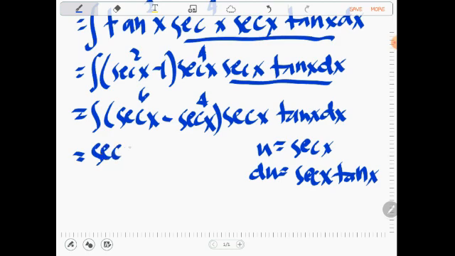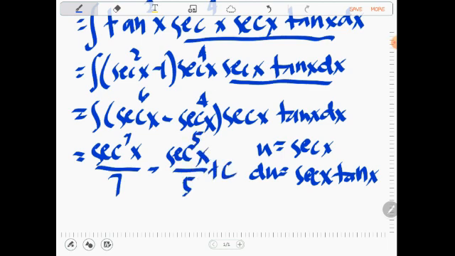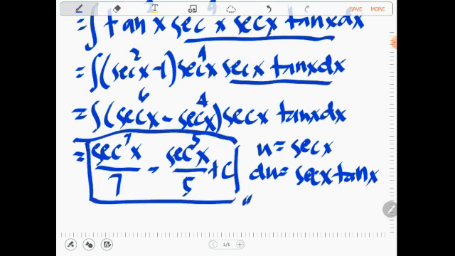So this should be secant of x, 6 plus 1 is 7, all over 7, minus secant of x, 4 plus 1 is 5, all over 5, plus the arbitrary constant c. So ito yung sagot sa ating case number 1 problem. Okay? So, yung case number 2 pala yun.